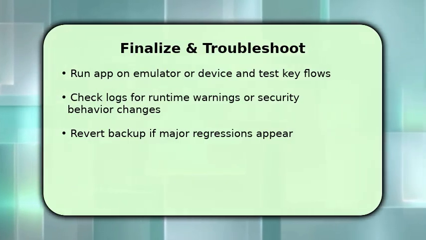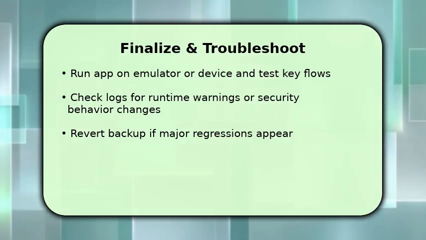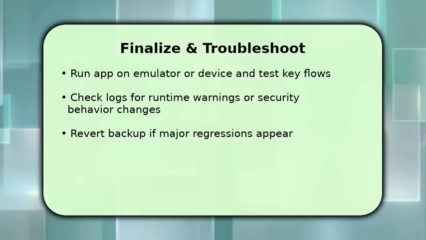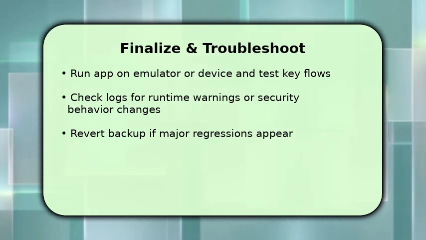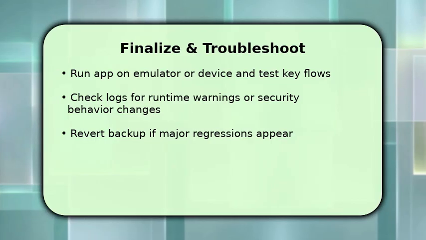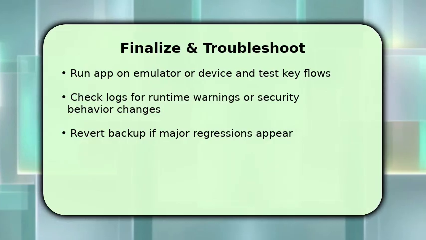If crashes or regressions happen, use the backup build.gradle and manifest to revert quickly, then address issues incrementally. One key troubleshooting tip: if permissions fail, recheck manifest entries and request runtime permissions again. That fixes many post-target update problems.